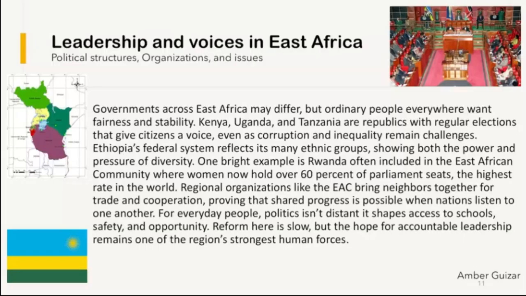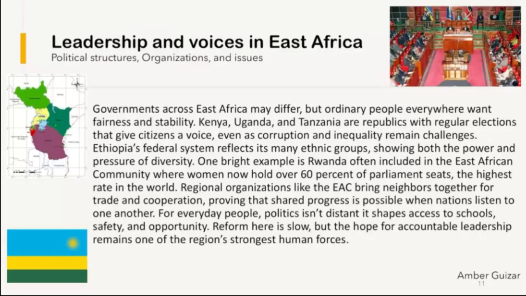Regional organizations like the EAC bring neighbors together for trade and cooperation, proving that shared progress is possible when nations listen to one another. For everyday people, politics isn't distant. It shapes access to schools, safety, and opportunity. Reform here is slow, but the hope for accountable leadership remains one of the region's strongest human forces.